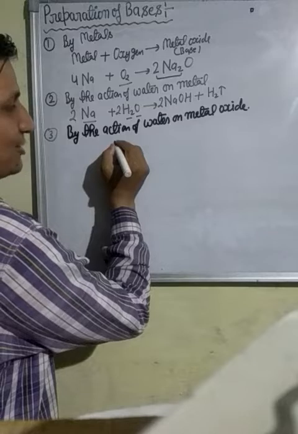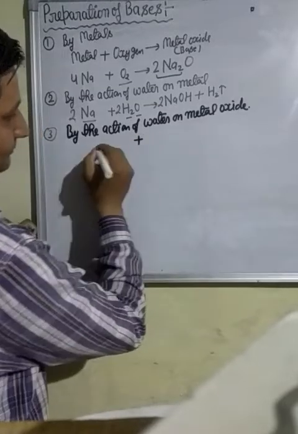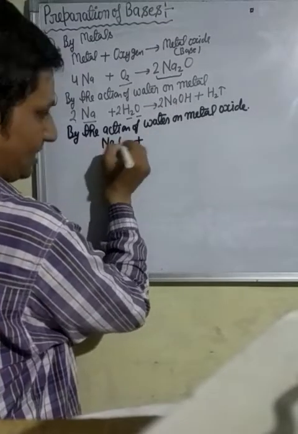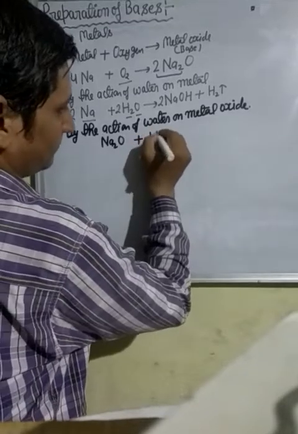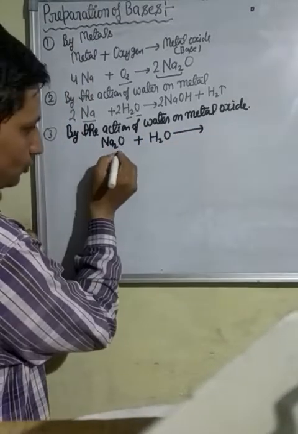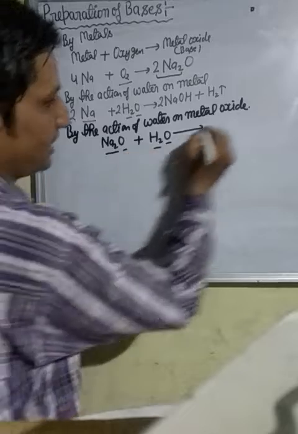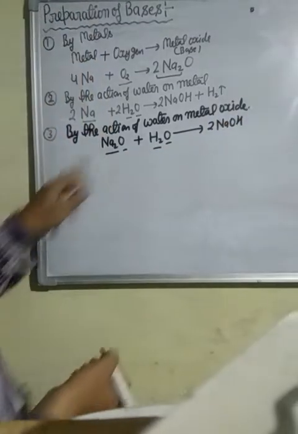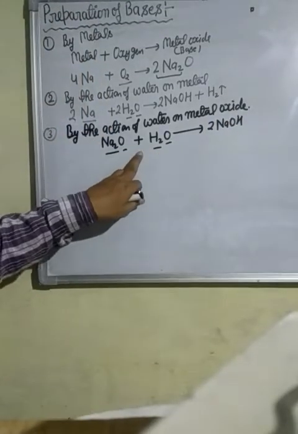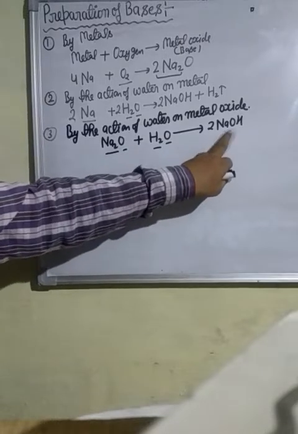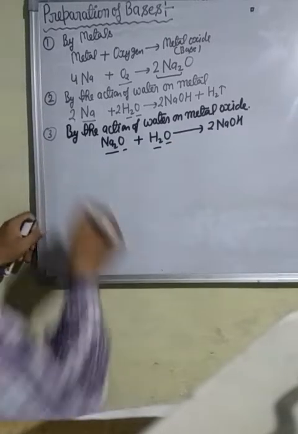Look here, metal oxide is Na2O. Na2O reacts with water. This is metal oxide, this is water. 2 Na, 2O, H combined to form 2 NaOH. So we can say water reacts with metal oxide to form base or sodium hydroxide. After this, number 4.